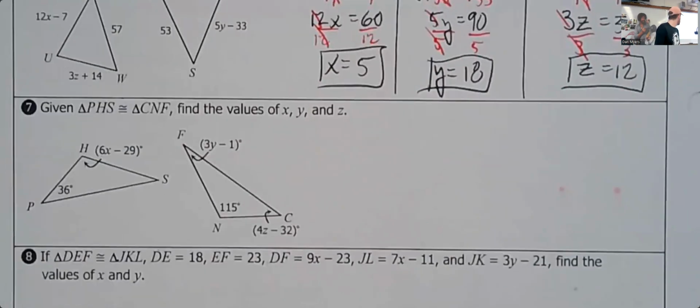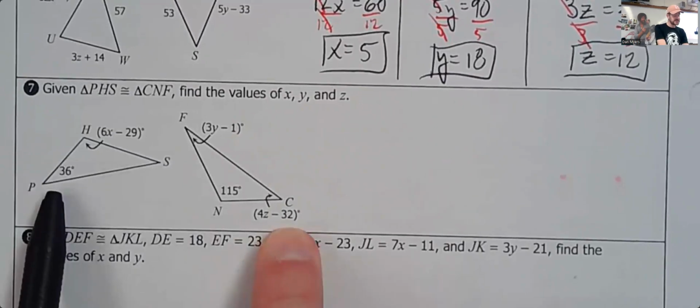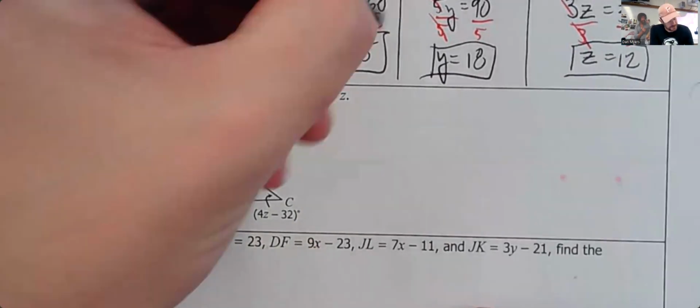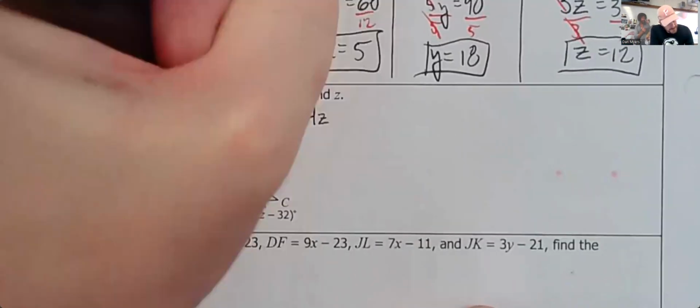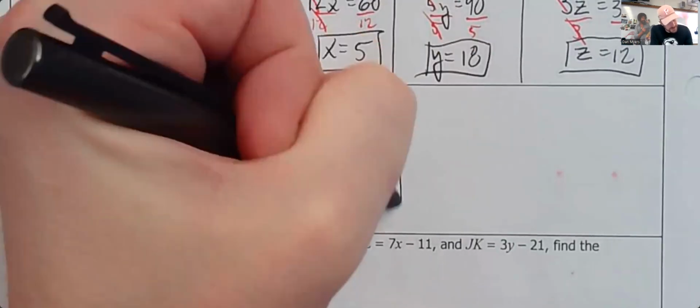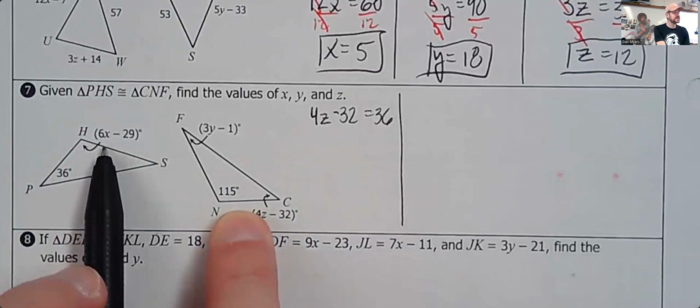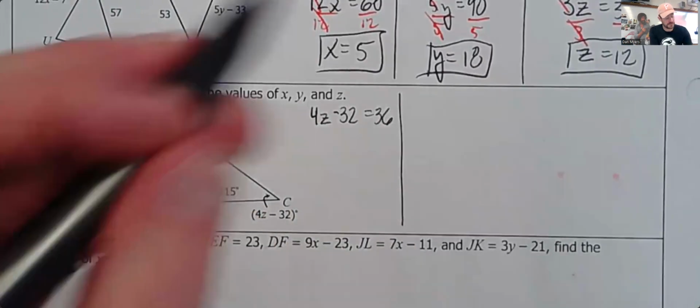So let's see, P corresponds to C. So whatever P is, set it equal to C over here. So that'd be 4z minus 32 equals 36. That's one of our equations that we're going to write. H corresponds to N. So set those 2 equal to each other. 6x minus 29 equals 115.